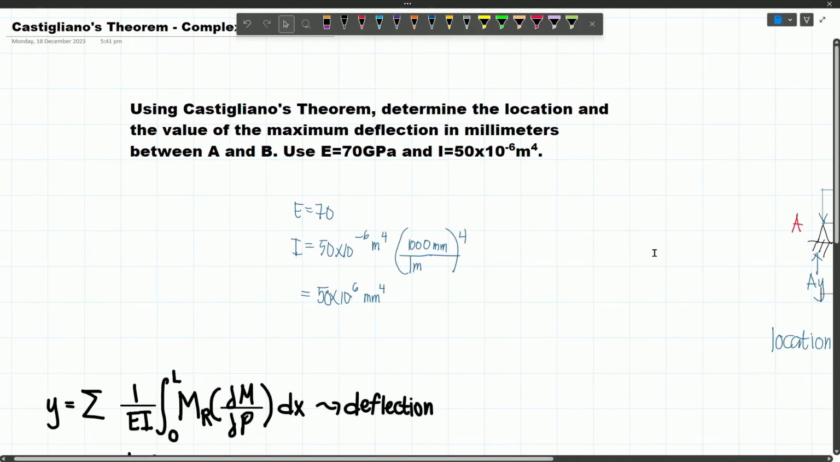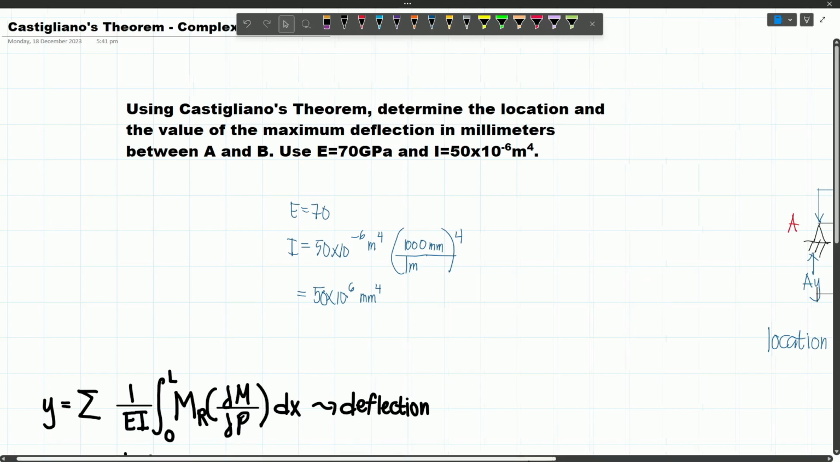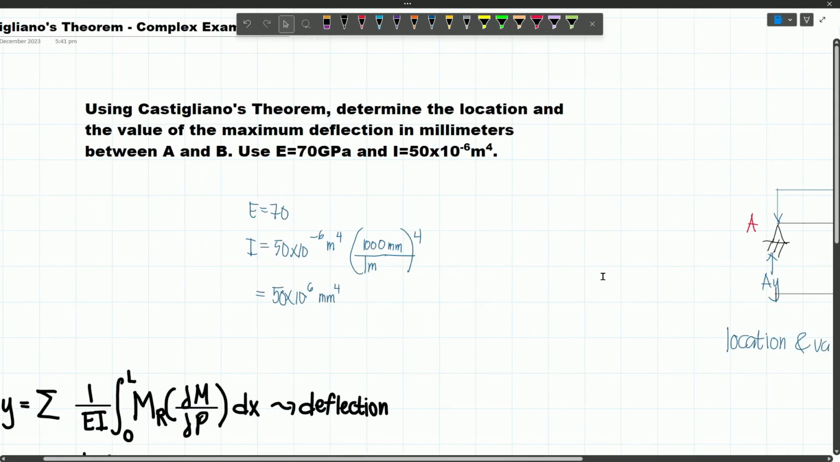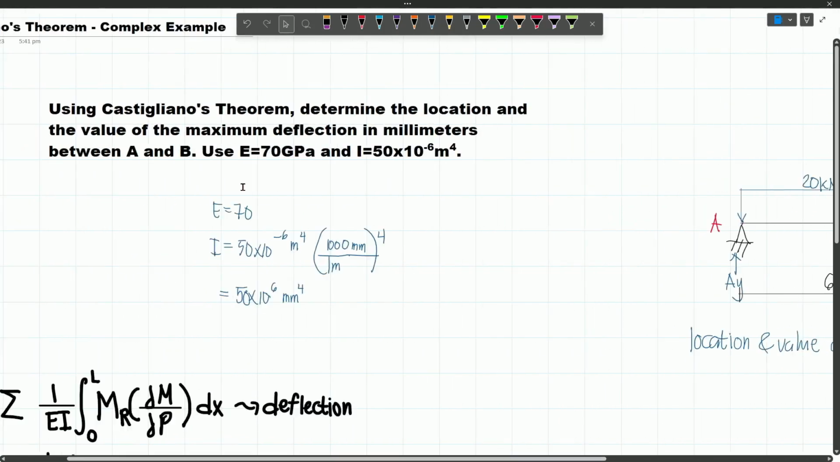Now sa video natin ngayon, let's try to apply Castigliano's theorem in more complex beams. Now this problem is from USC, and using Castigliano's theorem daw, we have to determine the location and the value of the maximum deflection in millimeters between A and B, considering this beam. And then we have E equals 70 GPa and I is equal to 50 times 10 to the power of negative 6 m to the fourth.